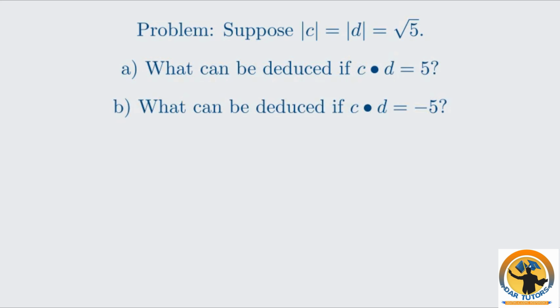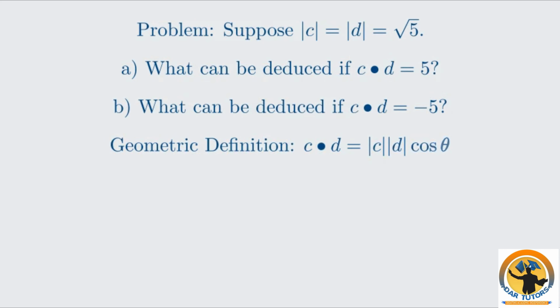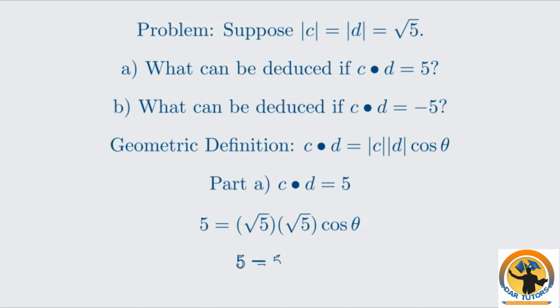We will use the geometric definition of the scalar product to solve this. The formula is c dot d equals magnitude c times magnitude d times cosine theta. Let's start with part A, where c dot d equals 5. We substitute the given values into the formula. 5 equals the square root of 5 times the square root of 5 times cosine theta. The square root of 5 times the square root of 5 is 5, so we have 5 equals 5 cosine theta.